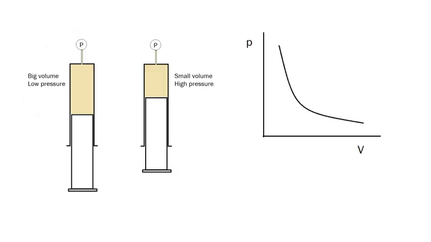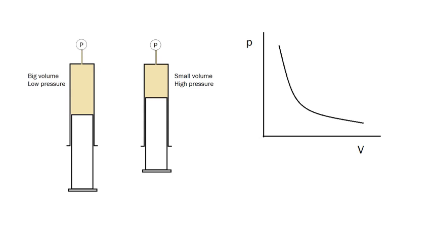And as I'm sure you know, if the gas has a big volume, then the pressure is lower. If the gas has a small volume, then the pressure is bigger. If we compress the gas, then its volume is smaller, its pressure is higher. If you do a graph of pressure against volume, what you find is the graph looks like this.